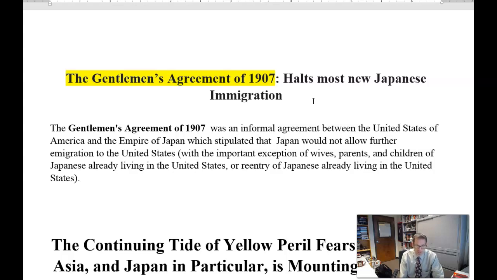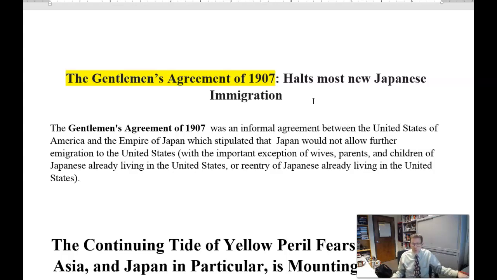The Gentleman's Agreement is an agreement between the United States government and the Japanese government. It's not an official treaty. That's why it's called the Gentleman's Agreement. It basically means both governments quietly shake hands and agree to abide by it, but basically it halts almost all new Japanese immigration to the United States. Again, the yellow peril looming in the background.